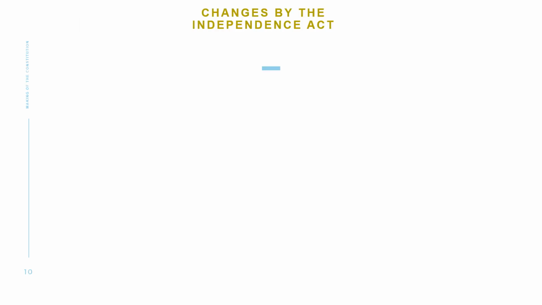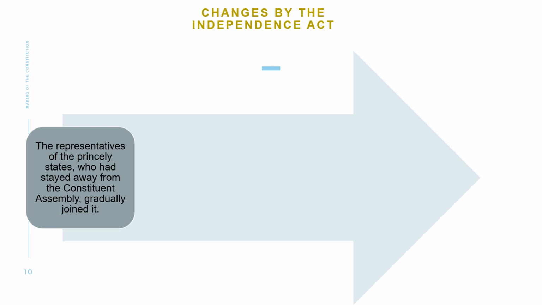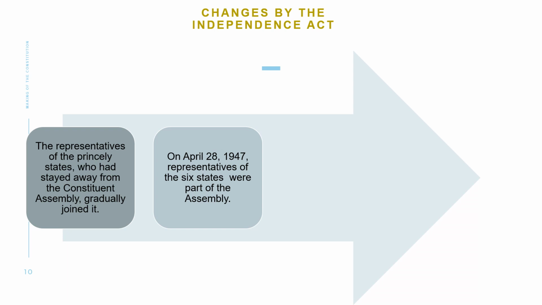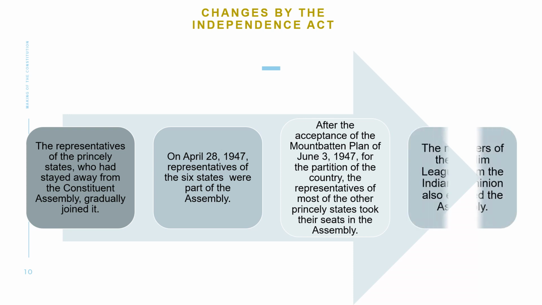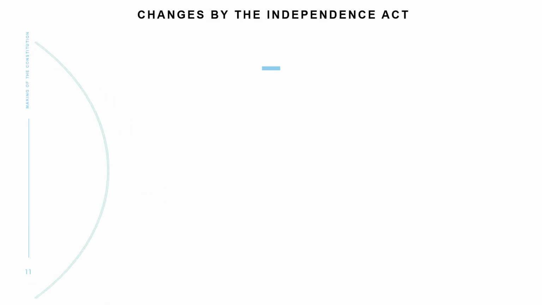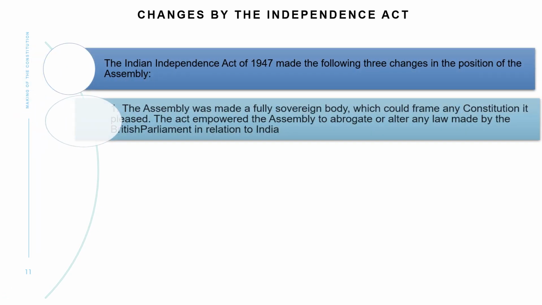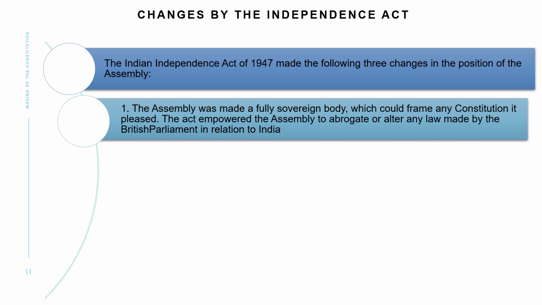Changes by the Independence Act. The representatives of the princely states who had stayed away from the Constituent Assembly gradually joined it. On April 28, 1947, representatives of six states were part of the assembly. After the acceptance of Mountbatten Plan for the partition of the country, the representatives of most of the princely states took their seats in the assembly. Also, the Muslim League from the Indian Dominion entered the assembly. Indian Independence Act of 1947 made three changes in the position of the assembly. First, the assembly was made a fully sovereign body which could frame any constitution it pleased. The act empowered the assembly to abrogate or alter any law made by the British Parliament.